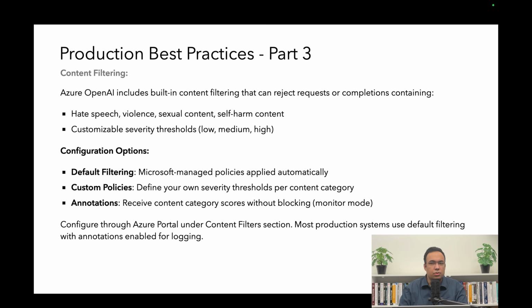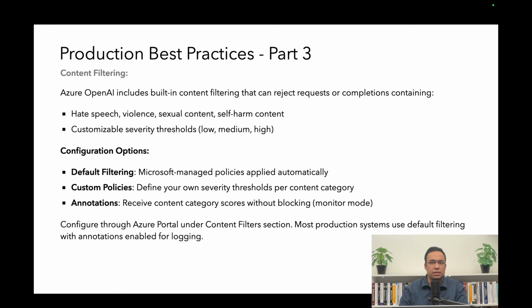Azure OpenAI includes content filtering that can reject requests or completions containing certain types of harmful content. The categories are hate speech, violence, sexual content, and self-harm content. Each category has customizable severity thresholds of low, medium, or high. There are three configuration options available.